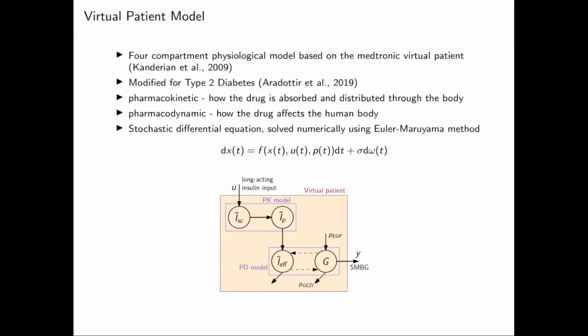In order to test this algorithm, we use a virtual patient model, which is a 4-compartment physiological model based on the Medtronic virtual patient, which has been modified for type 2 diabetes. The pharmacokinetic compartments of the model describe how the drug is absorbed by the body, and the pharmacodynamic compartments of the model tell us how the drug affects the body.